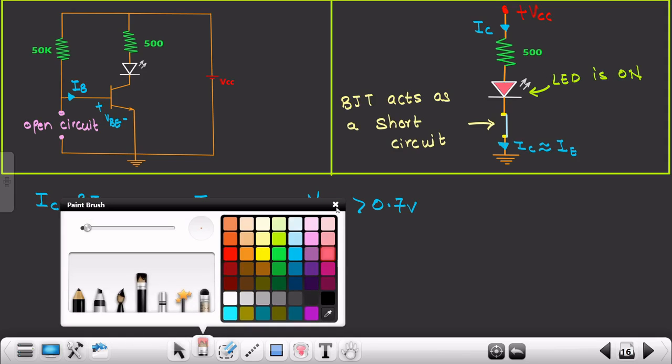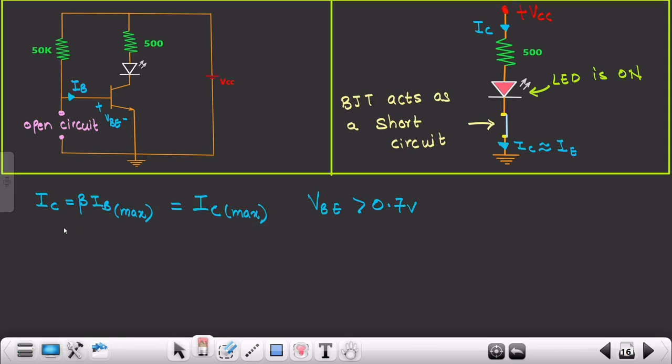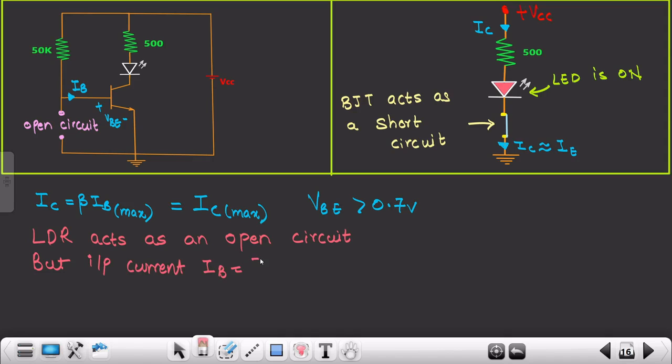That means what? See over here, in this particular condition, the LDR acts as an open circuit, right? But over here the input current IB is maximum, and therefore the output current IC is also maximum. The input current IB is equivalent to IB max.